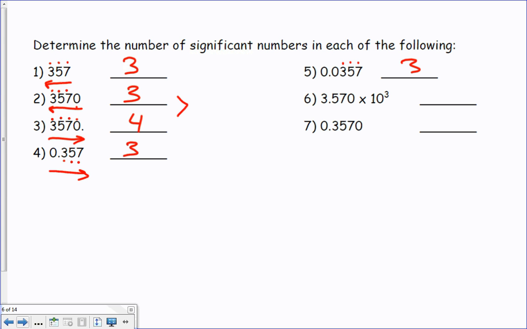Number 6, decimal point is present. Start at the left. 1, 2, 3, 4. Significant figures. Again, number 7, decimal point is present, so we'll start at the Pacific and work our way to the Atlantic. Start at the first non-zero. 1, 2, 3, 4 significant figures. So there is a walkthrough for practice.